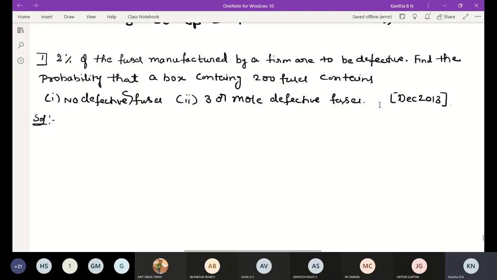This question appeared in December 2018.